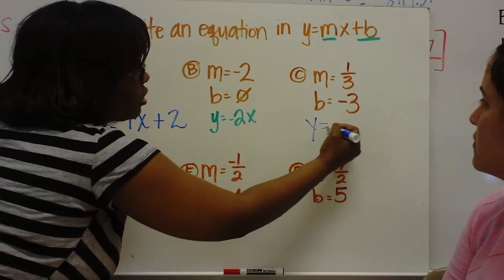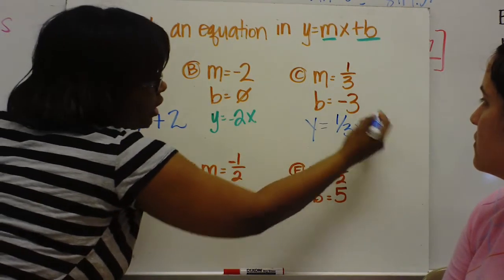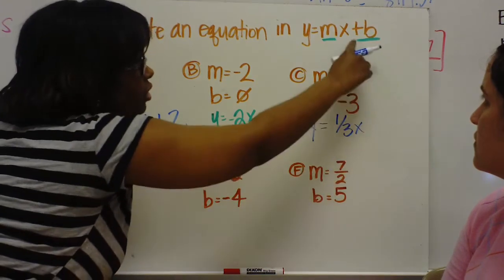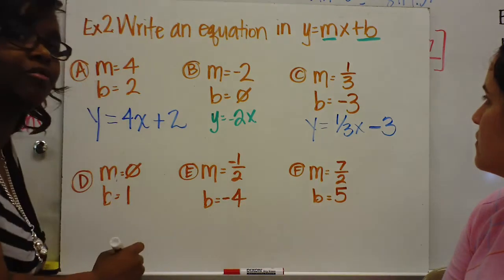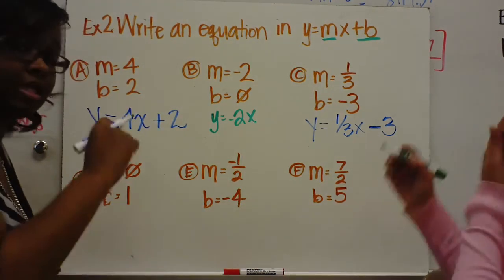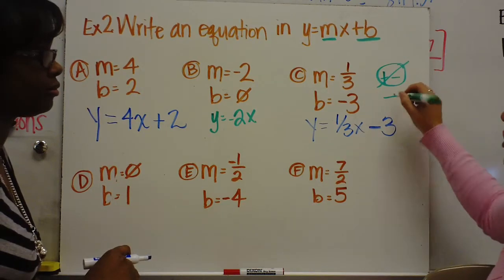Y equals 1/3 x, because that's my m. And because this is a negative 3, then the plus is then going to change to minus 3. Remember, we're getting out of writing plus a negative. So plus a negative would be a minus 3. So we don't write plus a negative, we just write a minus.